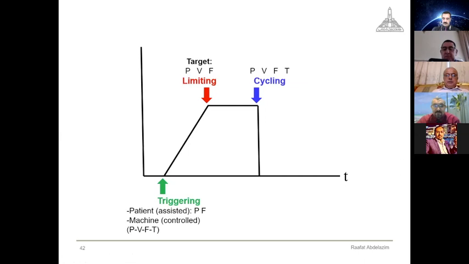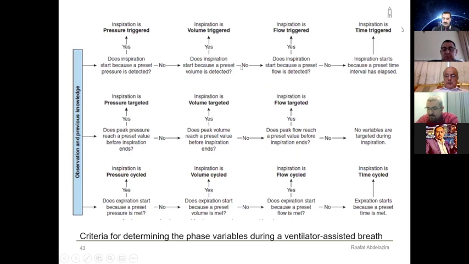Then we wait for cycling. Cycling depends on a target, on a factor or variable. That also is pressure, volume, time, or flow.